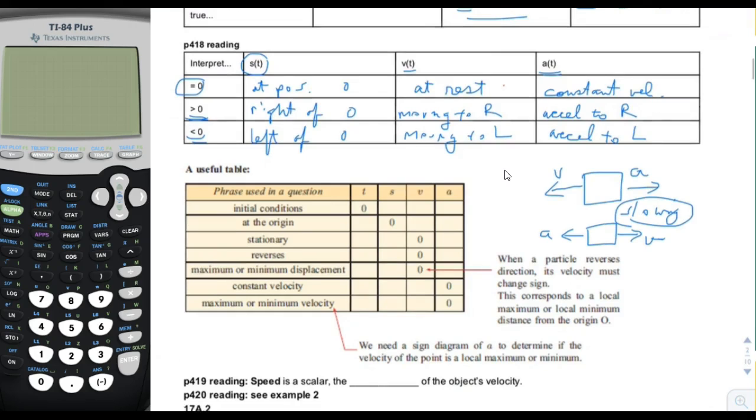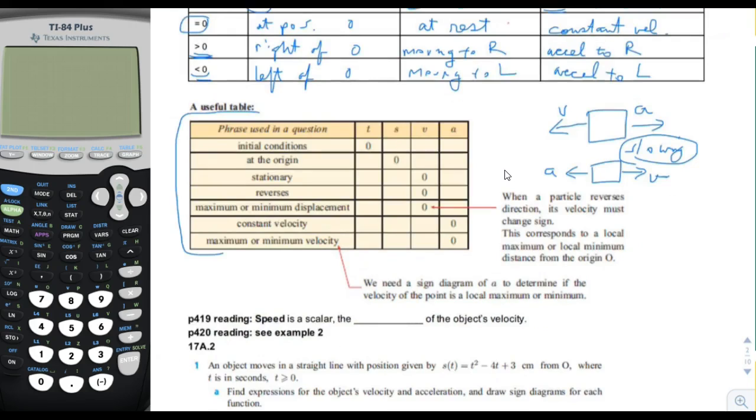Okay. And here's a table which tells us different phrases that you're going to encounter when you look at these word problems, such as initial conditions. That basically means the time equals 0.